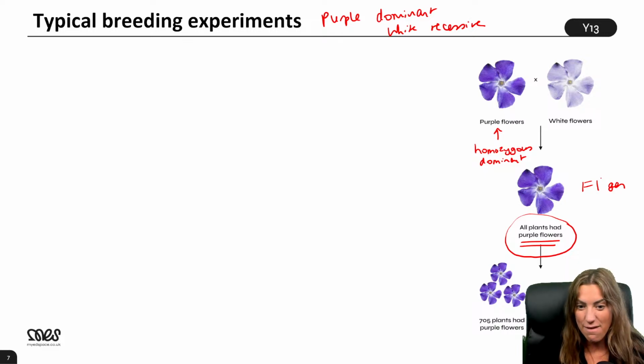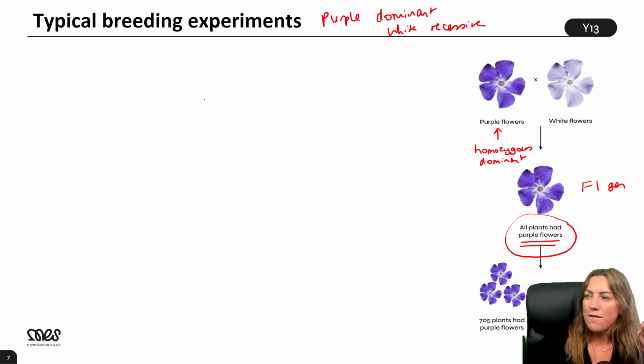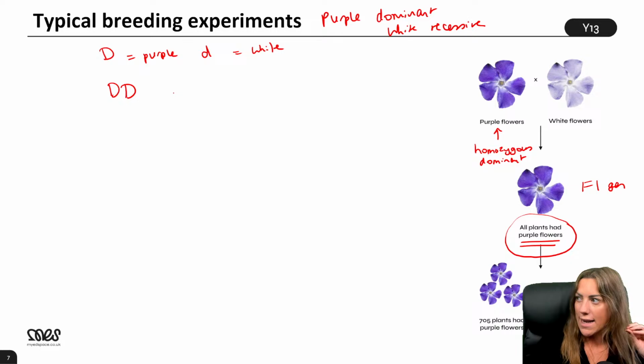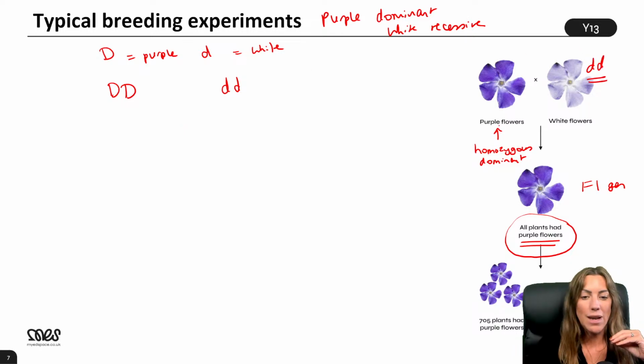Should we go for D? It doesn't really matter. F for flower, but Fs can look a little bit similar when I write them, so I might go for D just randomly. Let's go for D. I'm going to use D for purple and lowercase d for white. I'm using the same letter because they're the same gene, the gene for colour, just different versions of it. So I'm going to cross my homozygous dominant purple flowering plant with my white. Now white is recessive, so I know this plant must be homozygous recessive, because to be white, they would have to have 2 copies of that recessive allele.